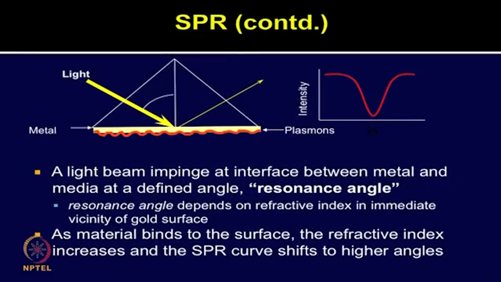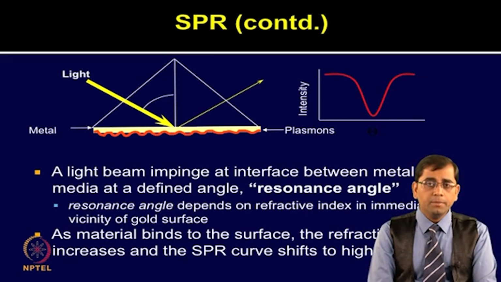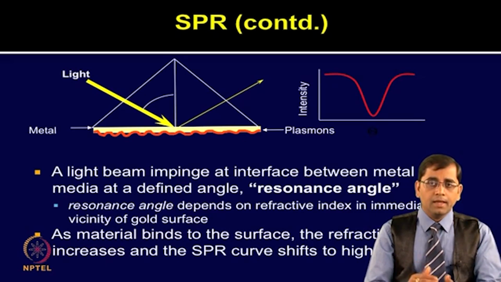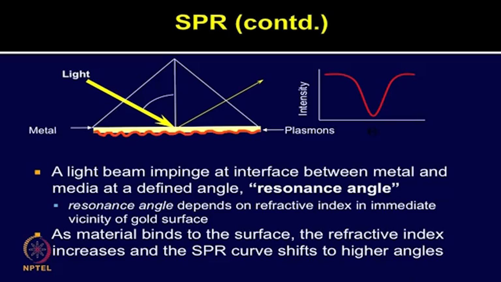In SPR, a light beam impinges at the interface between metal and media at a defined angle called the resonance angle. The resonance angle depends upon the refractive index in the immediate vicinity of the gold surface. When material binds to the gold surface, the refractive index increases and the SPR curve shifts toward higher angles. So, these changes in the angle of reflection of light, caused by the binding of the probe to the immobilized proteins, are measured for the characterization of biomolecular interactions in real time.